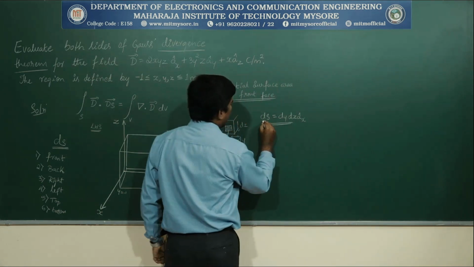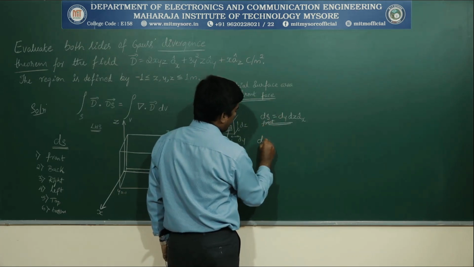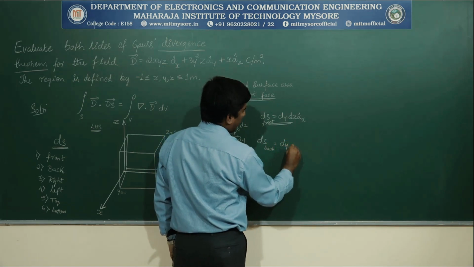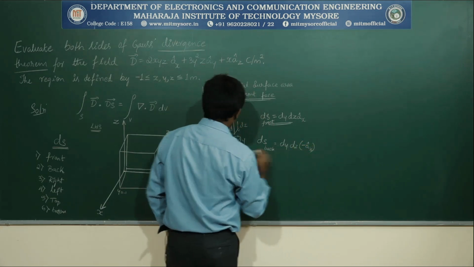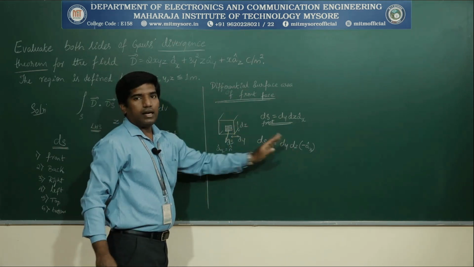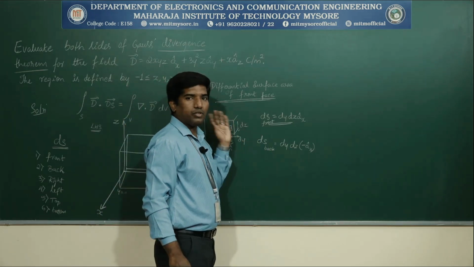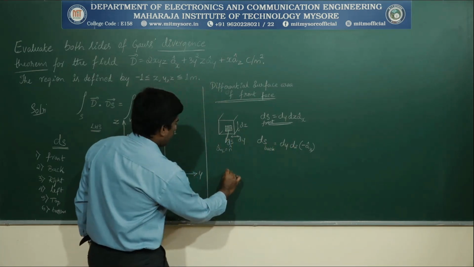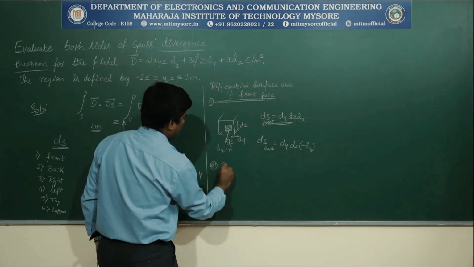So let us define this as dS front. Similarly, for the back face, dS back is equal to dy dz into minus a_x. That's it, because the direction is opposite for the back face, while the rest of the lengths are the same. Hence dS back, the differential surface area of the back face of the cube, is equivalent to this one. Now similarly, if I consider the side face, this is the front face, this is the right.